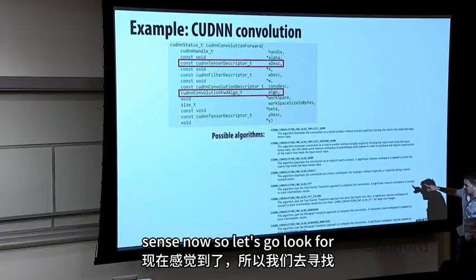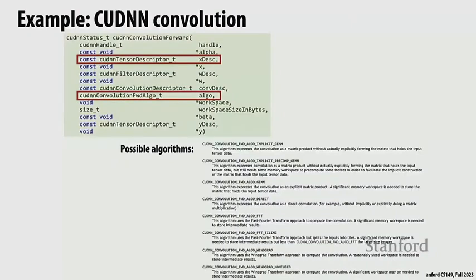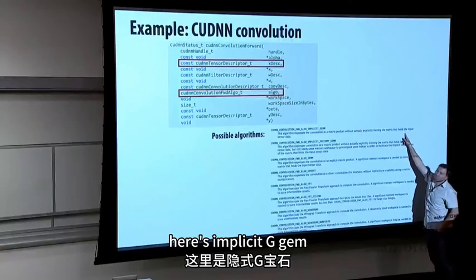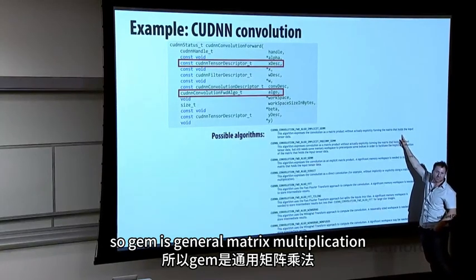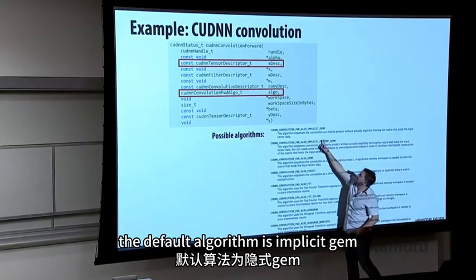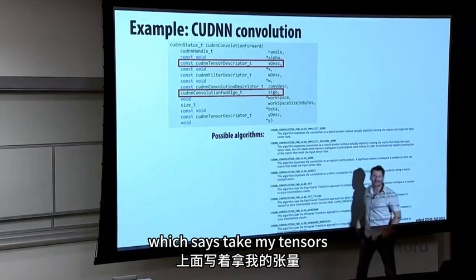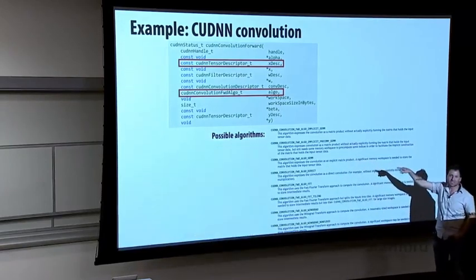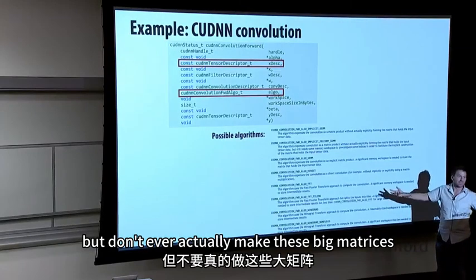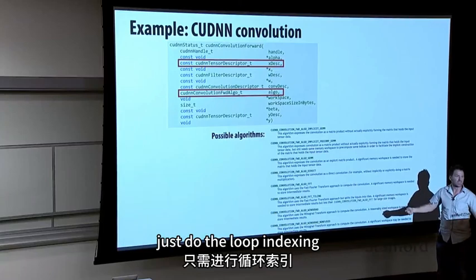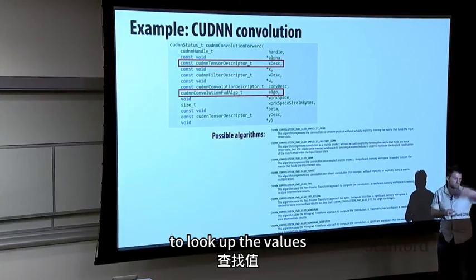So let's go look for, here's implicit GEM. GEM is general matrix multiplication. The default algorithm is implicit GEM, which says take my tensors, treat the conv layer as a big matrix multiply, but don't ever actually make these big matrices. Just do the loop indexing as you're doing a matrix multiply to look up the values.